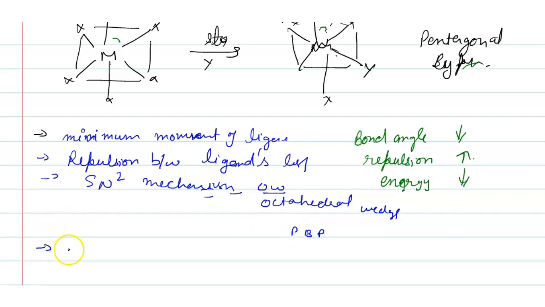Now next is the principle of microscopic reversibility. This principle says that the outgoing and incoming groups in the intermediate should be at equivalent positions.